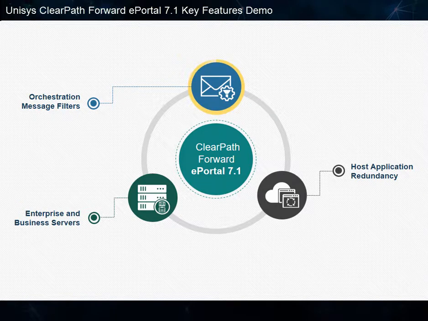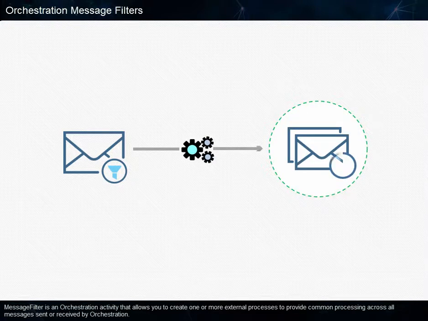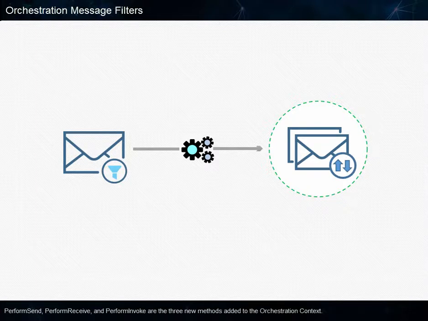Orchestration message filters. Message filter is an orchestration activity that allows you to create one or more external processes to provide common processing across all messages sent or received by orchestration. Perform send, perform receive, and perform invoke are the three new methods added to the orchestration context.